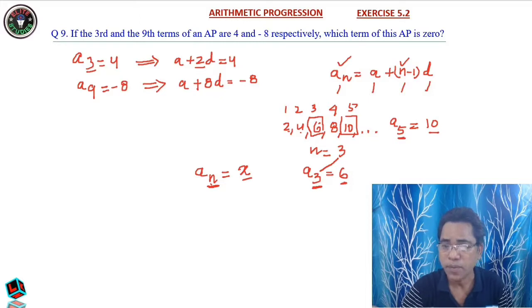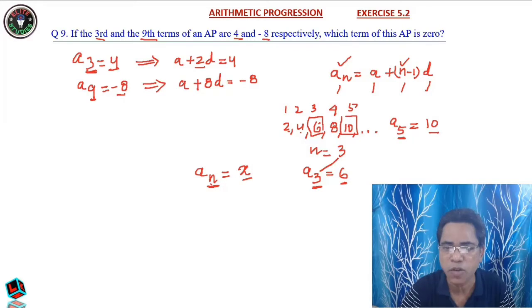So here this thing you should understand. It is very important, dear students. So A3 means the value of the third term is 4. A3 is equal to 4 means the value of the third term is 4. You see third term is 4. Similarly here the value of the ninth term is minus 8.